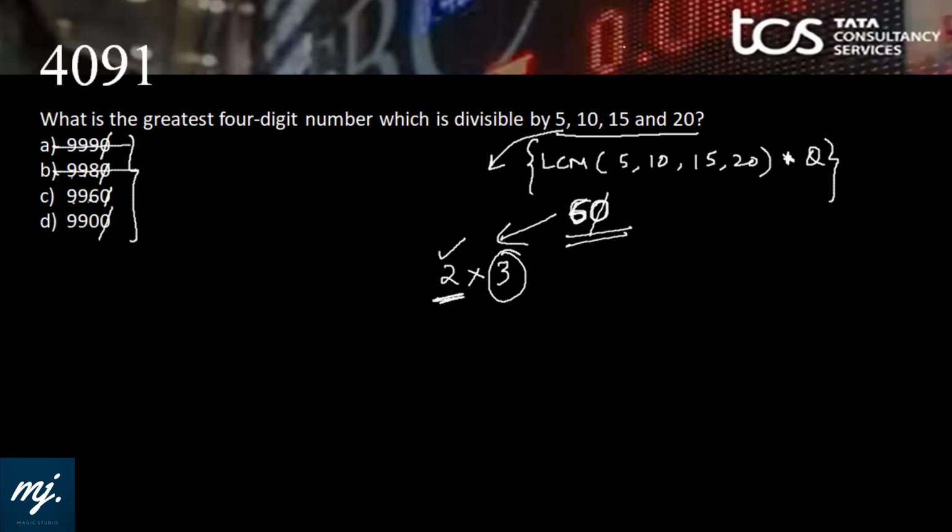9 plus 9 plus 6: 18 plus 6 is 24. It is divisible by 3. And 990, that is also divisible by 3. But out of these two, obviously 996 is bigger than 990. Answer is 9960. Option C fits in.